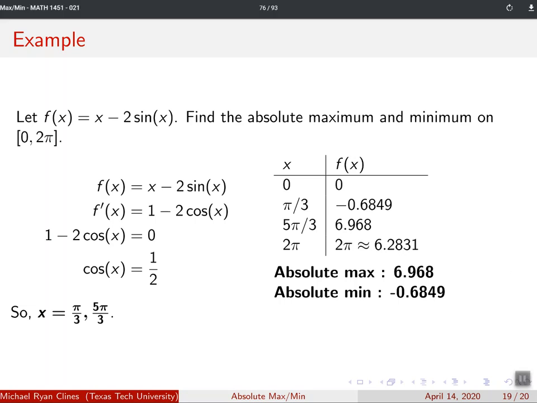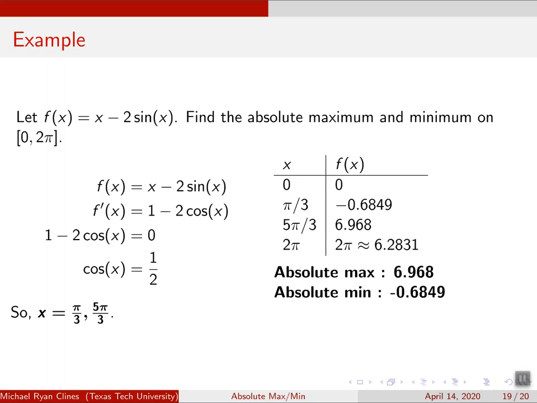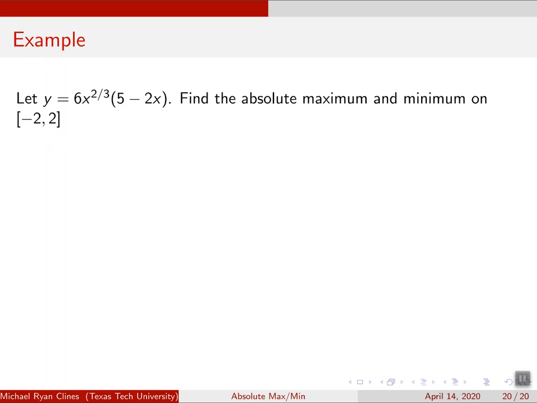All right, so let's look at one last example on these absolute maximums and the absolute minimums. Let y equal to 6x to the 2/3 times 5 minus 2x. And we want to find the absolute maximum and the absolute minimum on negative 2 to 2. So from here, we have quite a bit of legwork to do.